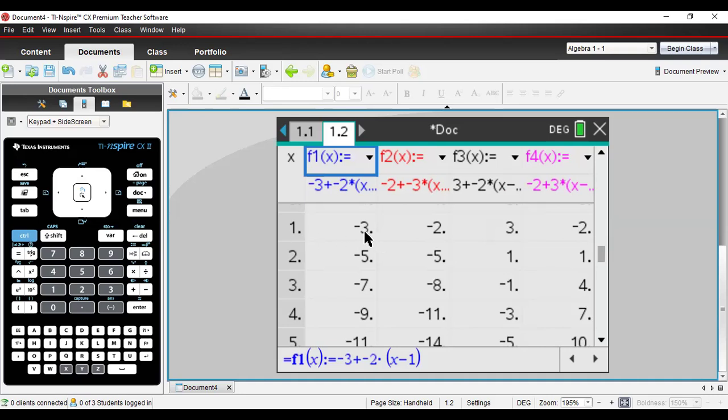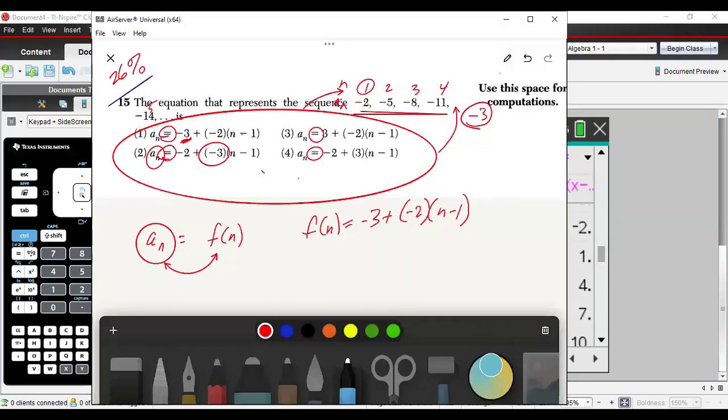You know the first term should be a -2. So it's not this one, it's not this one. It might be these two, right? But then the second term should be a -5. And so this one doesn't have a -5, so this is the answer. So basically all I did was I graphed these functions, I put them on the same screen, and I looked at the tables, and I just looked to see which one created that sequence. So the answer for this question is 2.